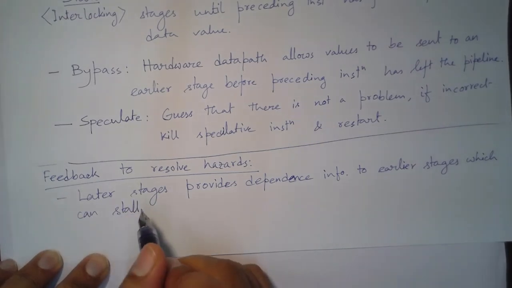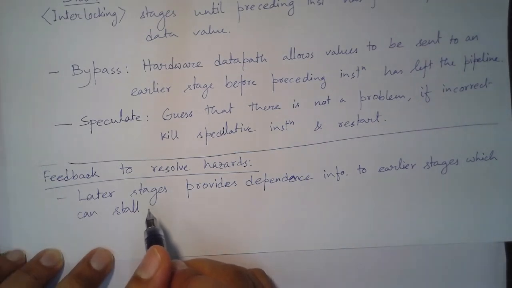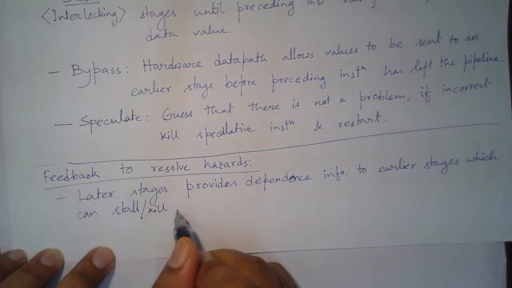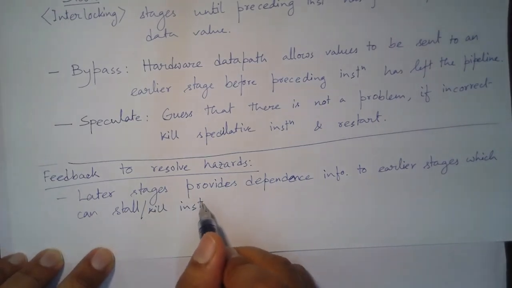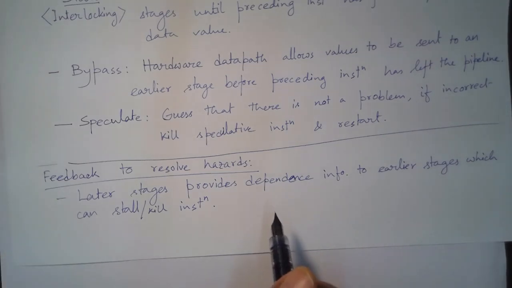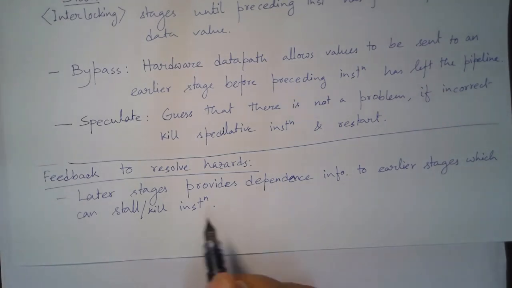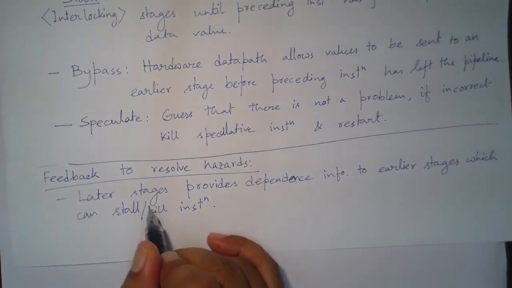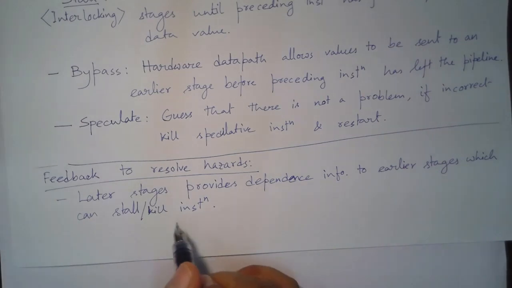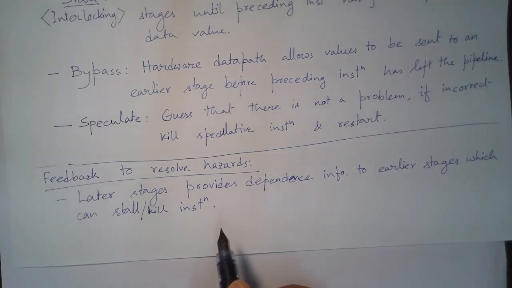Now stalling is one thing. Sometimes you might also have to kill instructions. So basically stall or kill instructions. When you have to kill instructions, we will talk about it to address control hazard. So basically if you speculatively fetch some instruction and later on realize that this instruction you are not supposed to execute, then you have to kill that instruction or replace that instruction with a no op.